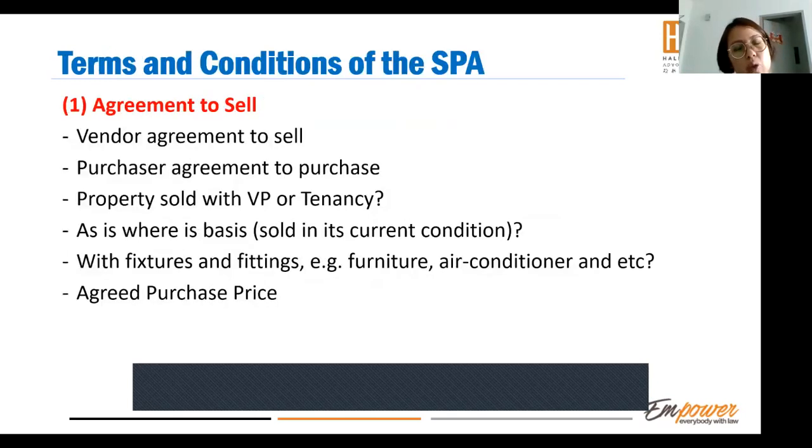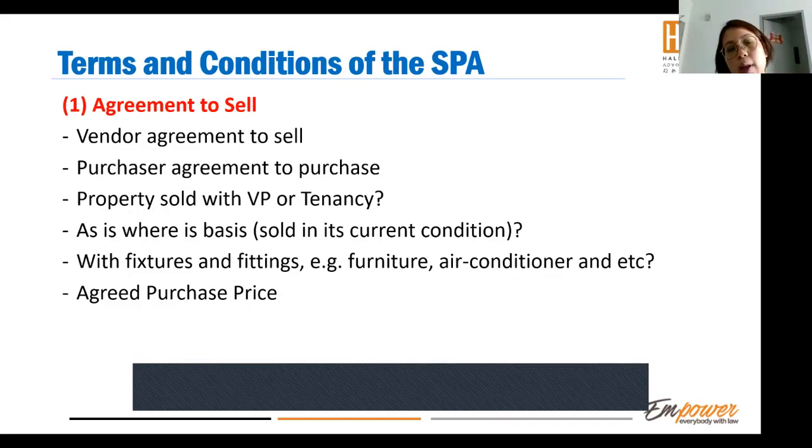Okay, next. After the recital, we go into the terms and conditions of the sale and purchase agreement. From here, you will see clause one, sometimes up to 20, 30 clauses. All those we call the terms and conditions of the sale and purchase agreement. The first thing you will see is what we call the agreement to sell. The vendor agrees to sell and the purchaser agrees to purchase the property on an as-is basis or on whatever basis the parties have agreed, together with VP, the vacant possession, or together with the tenancy. All of that we call the agreement to sell. We put it in one paragraph, normally one or two sub-clauses under the first clause of the sale and purchase agreement.